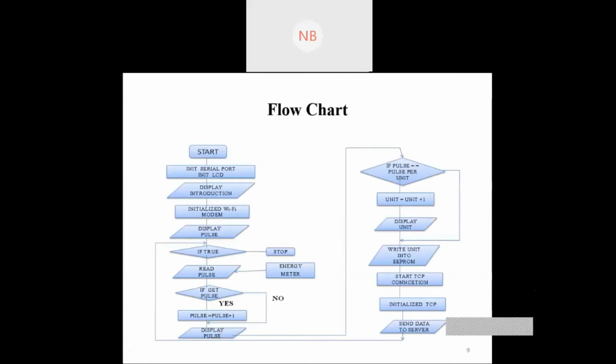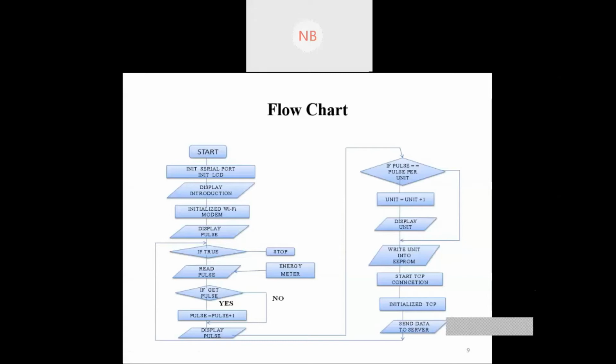Suppose we have displayed the pulse, then after 10 pulses, according to our monitoring and demonstration, generally for our project it is 3200 pulses per unit. But to make the system easy and for demonstration purposes, we are using 10 pulses equal to 1 unit. That is, after 10 pulses we'll get 1 unit. And after that, we'll get the next unit, that is unit is equal to unit plus 1. Then we'll display the unit on the LCD, as we have previously said.